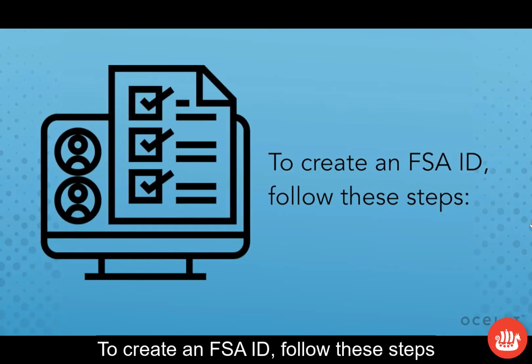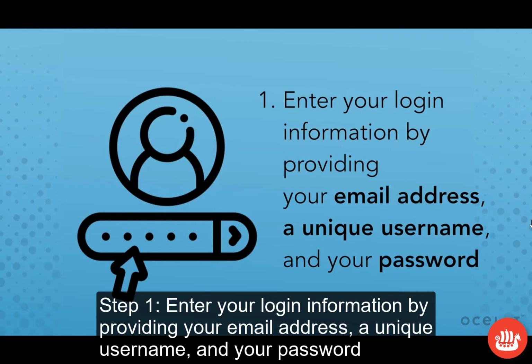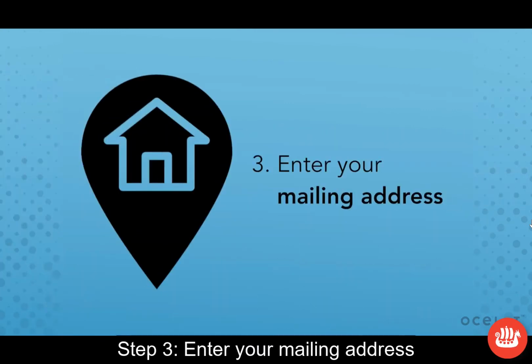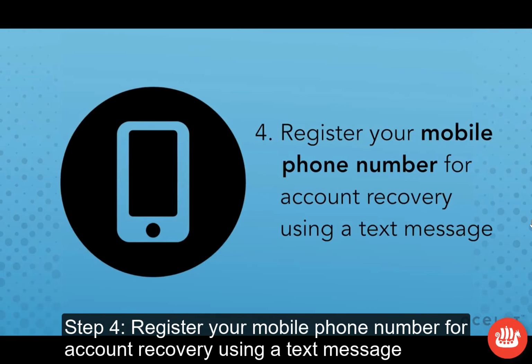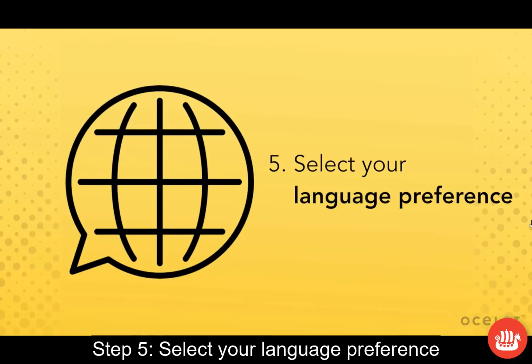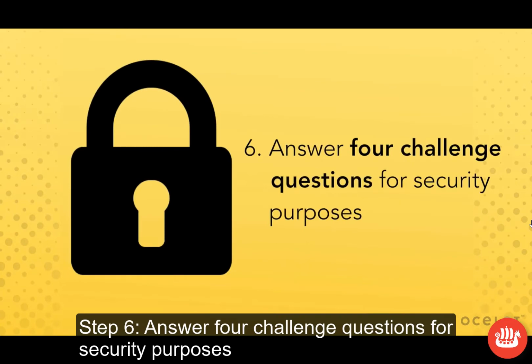To create an FSA ID, follow these steps. Step 1. Enter your login information by providing your email address, a unique username, and your password. Step 2. Enter your name, date of birth, and social security number. Step 3. Enter your mailing address. Step 4. Register your mobile phone number for account recovery using a text message. Step 5. Select your language preference. Step 6. Answer 4 challenge questions for security purposes.